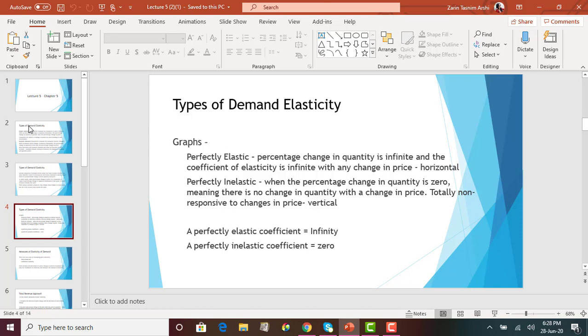Perfectly elastic demand is equal to an infinite coefficient, and the demand curve will be a horizontal demand curve. And perfectly inelastic demand has a coefficient of 0 and the demand curve will be vertical. Let me draw it and explain it to you.